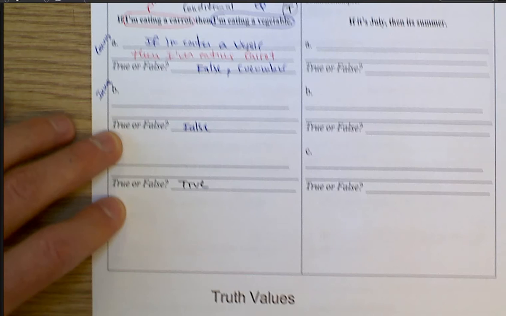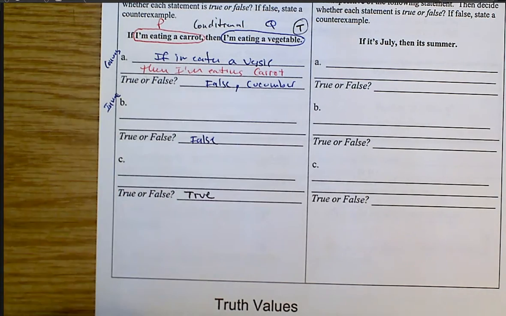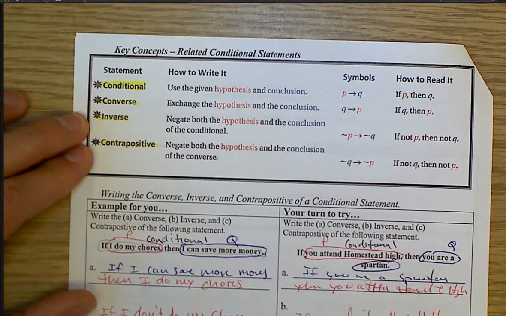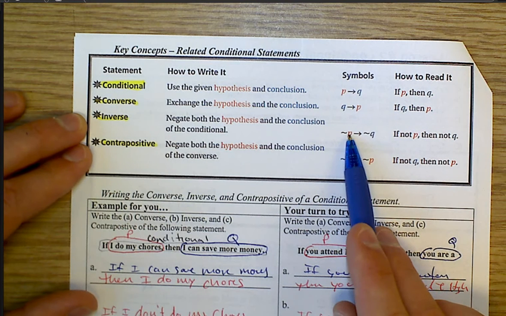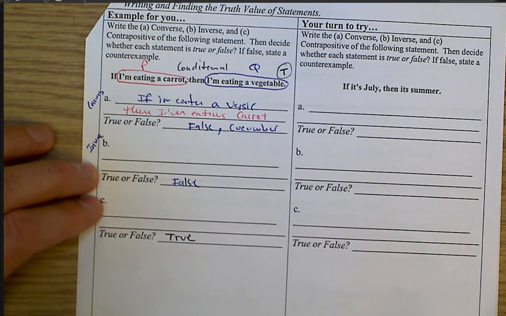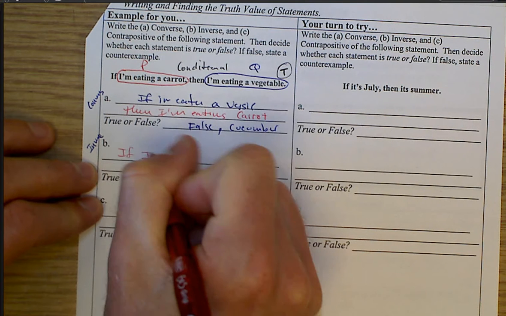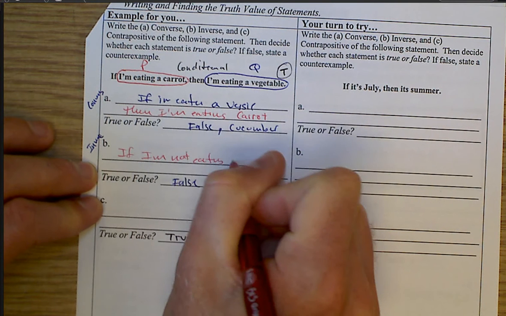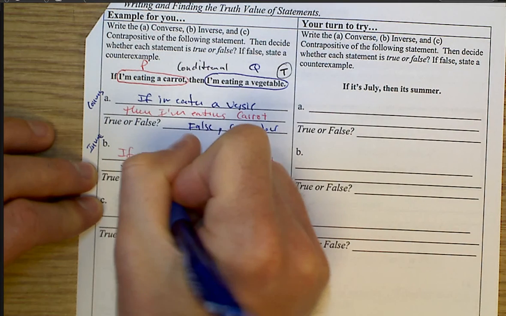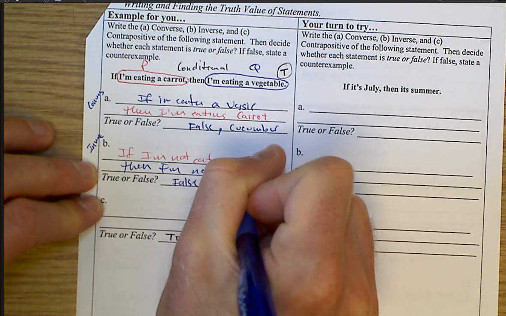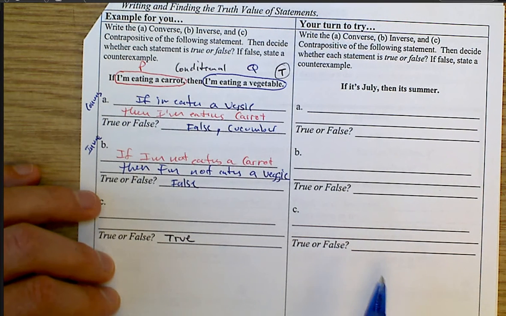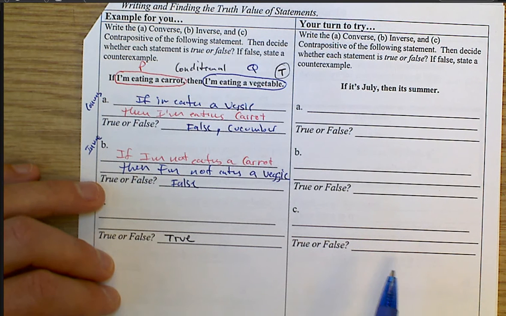Now let's write in our inverse. Do you remember what your inverse is? If you forgot how to write your inverse, go back to here, look at your inverse. Here's what you have to write. You have to negate your hypothesis and negate your conclusion. So come back here. If I'm not eating a carrot, then I'm not eating a veggie. Now that's tough to think about. If I'm not eating a carrot, so you could be eating anything else, then I'm not eating a vegetable.